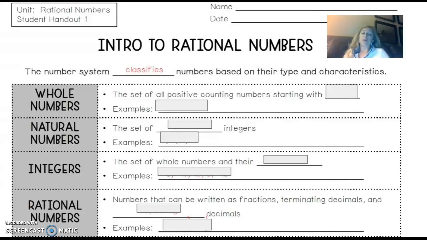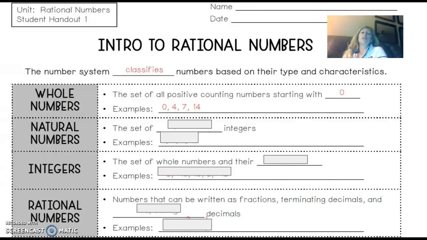Whole numbers are what you learned about early on in school. It's the set of all positive counting numbers, but this starts with 0. Okay, we don't usually start counting with 0, but you learned what 0 meant. You meant nothing. For example, 0, 4, 7, 14. Those are your examples. I'm going to be going quickly through this, so if you have to pause at any point, go for it.